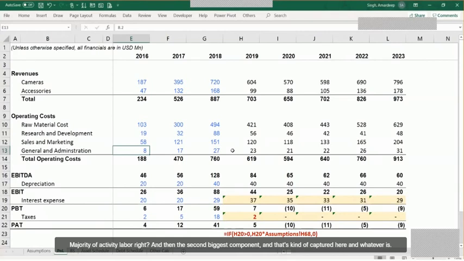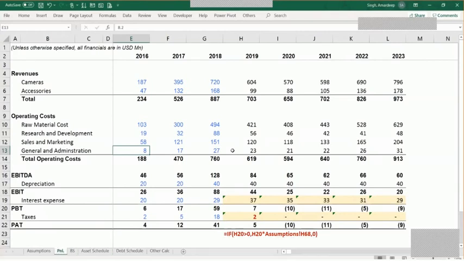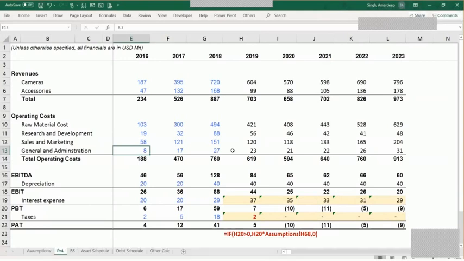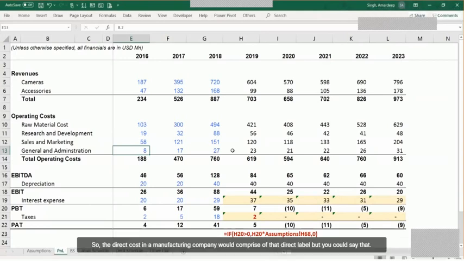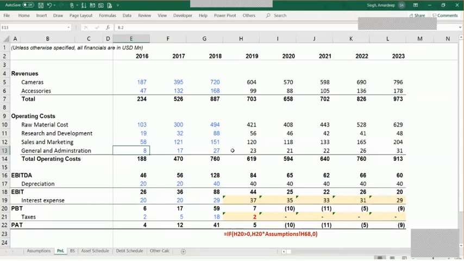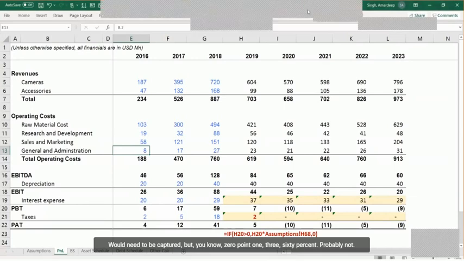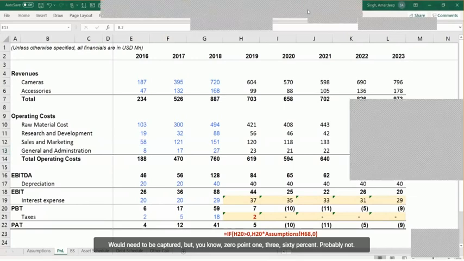So that's kind of captured here, and whatever is related to the office staff covering the finance team, HR, admin, and other office-related employees, they would be in the general and administration cost, right? The direct cost in a manufacturing company would comprise the direct labor, which would need to be captured. But Abhijit, I see your point that it is going to be 60%. Probably not. It's not a standard.